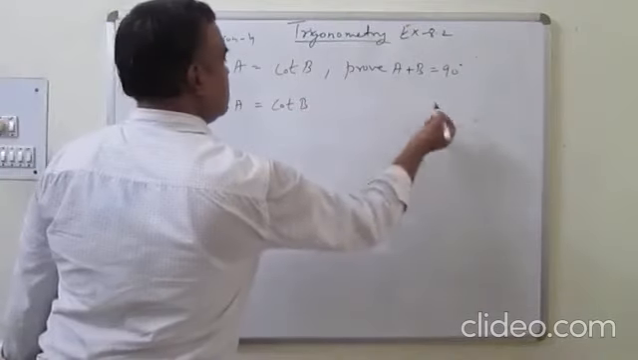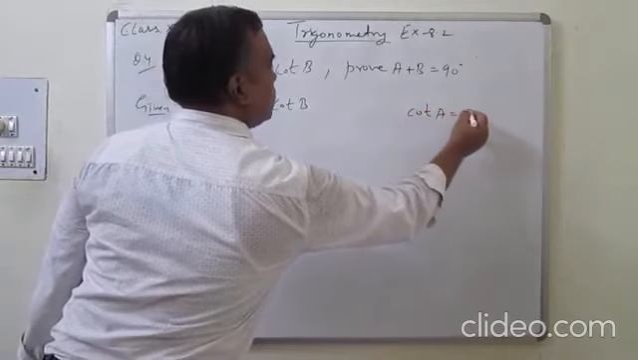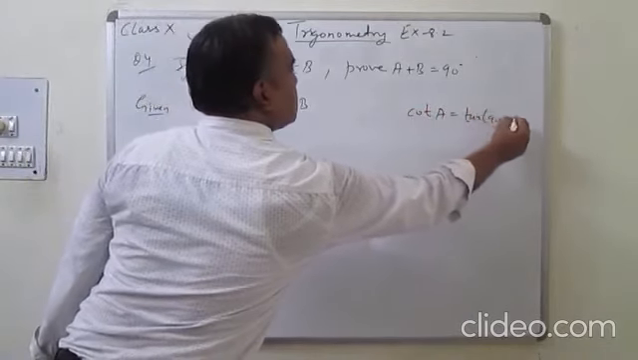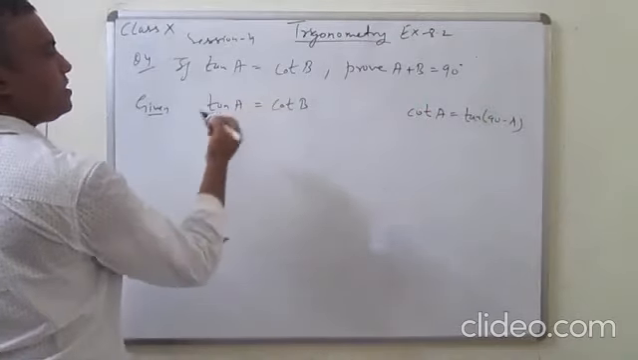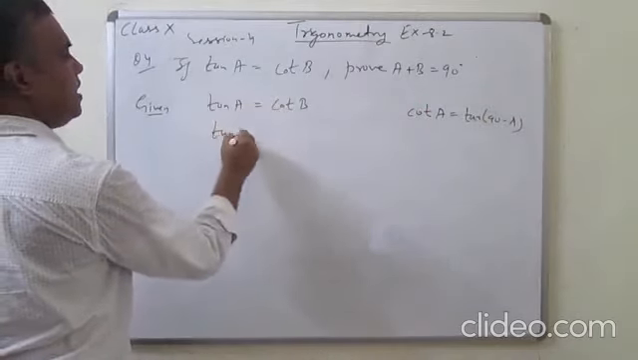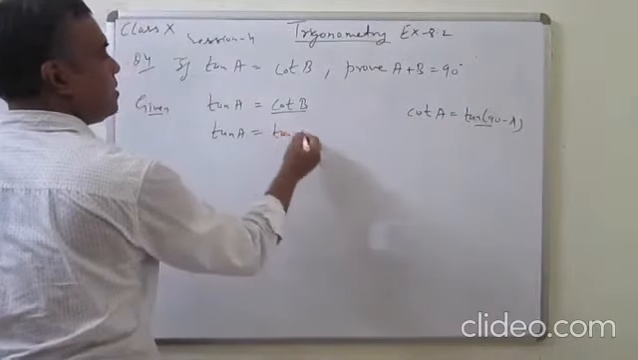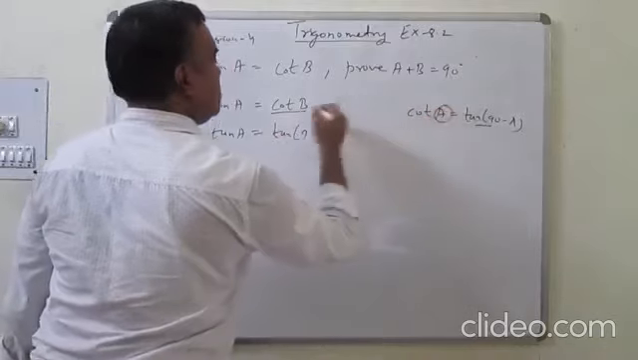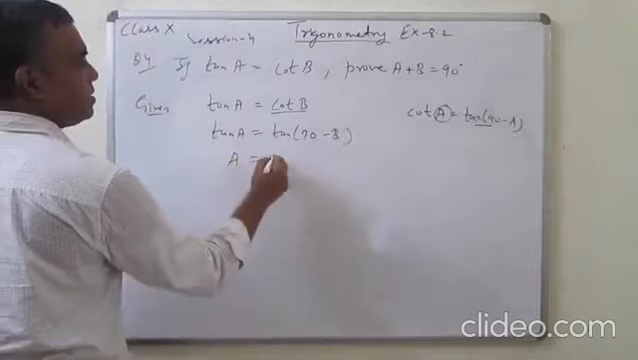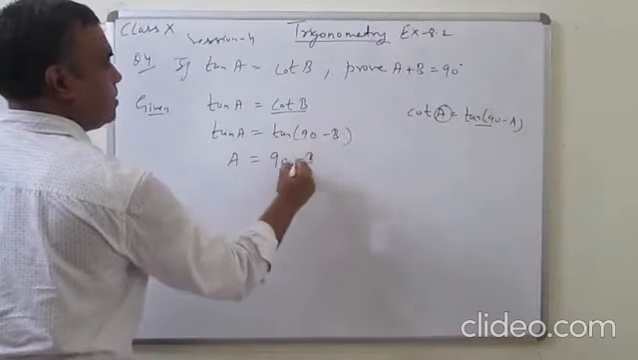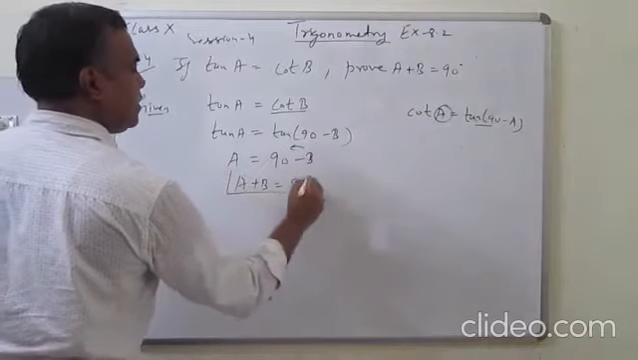You can change cot A is equal to tan 90 minus A. So I will change this. Instead of cot, I will use this formula. Instead of A it is B: tan 90 minus B. So tan cancels out. It is A is equal to 90 minus B. Bring B here, so A plus B is equal to 90 degrees.